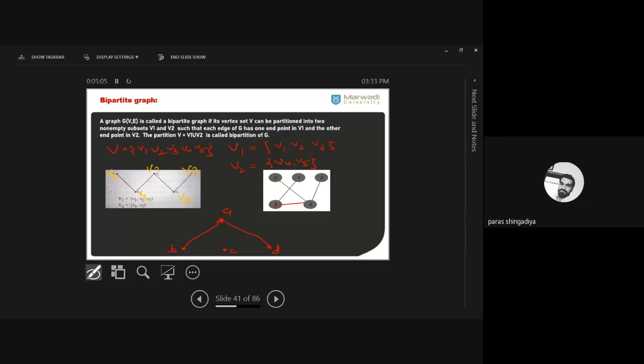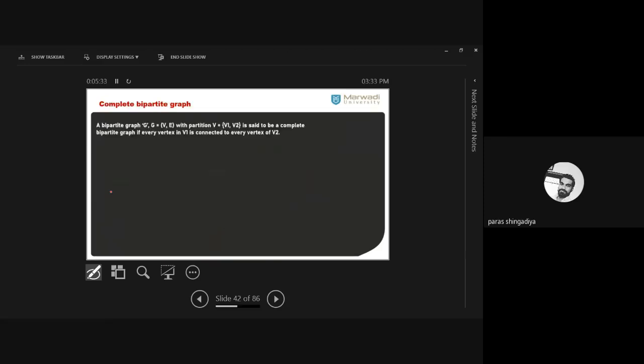Okay, so every complete bipartite graph is always a bipartite graph, but every bipartite graph may not always be complete. Okay, for example, this is a bipartite graph, but it is not a complete bipartite graph. If I add two edges, now it is a complete bipartite graph, and it is a part of bipartite graphs. Clear?